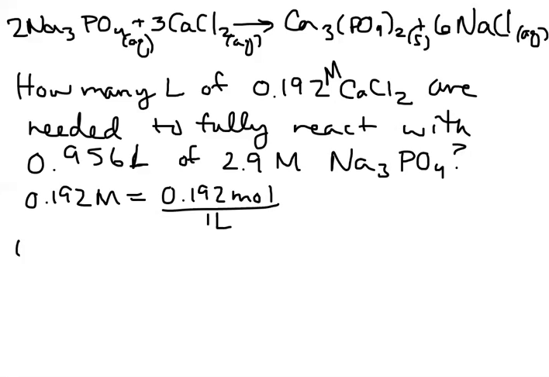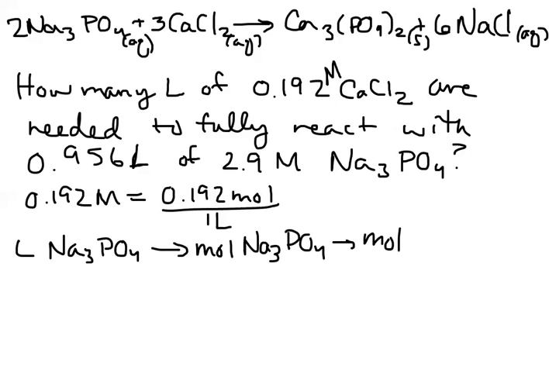So I'm going to go from liters of Na3PO4. In this type of question, you start with what you have the most information about, okay? What we have the most information about is the Na3PO4, because we know the liters and we know the concentration. We only know the concentration of CaCl2 and we're trying to get the liters of that, so that's going to come last. You're going to start with what you know, the molarity and the volume. So I'm going to go from liters of Na3PO4 to moles of Na3PO4 to moles of CaCl2 to liters of CaCl2.